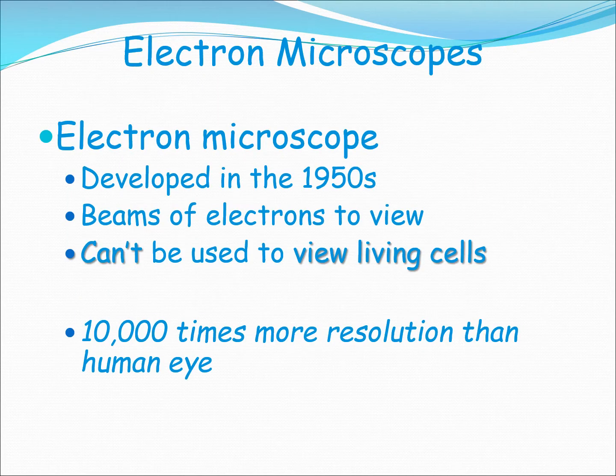In comparison to the first light microscopes, which have been around for hundreds of years, the electron microscope is relatively new, having only been developed in the mid-20th century. The microscope uses beams of electrons to create an image. To prepare a specimen for use with an electron microscope, the specimen is killed in the process, therefore it is not possible to view live cells with this type of microscope. And in comparison to the 500 times resolution of the light microscope, an electron microscope can produce an image with a resolution 10,000 times greater than that of the human eye.